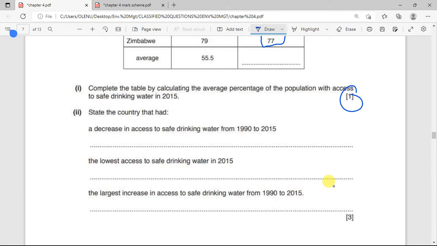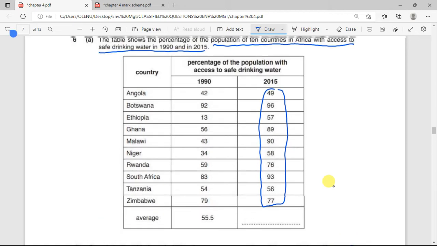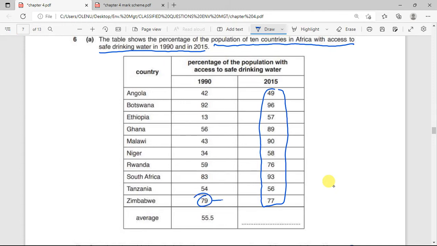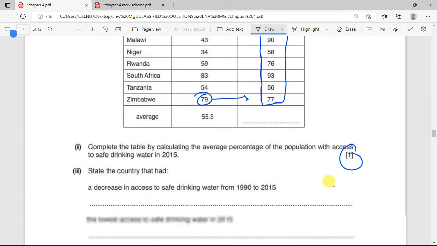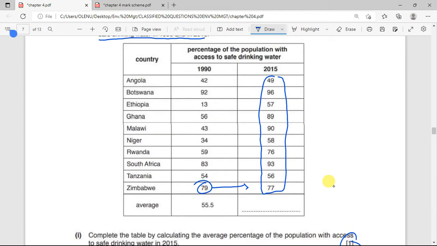State the country that had a decrease in access to safe drinking water. Let me see a value that is a decrease. This is increase. This is increase. A decrease: Zimbabwe. It decreases by 2. So you come and write Zimbabwe. Now, the lowest access to safe drinking water in 2015. The value that is the lowest here is 49. That's Angola.